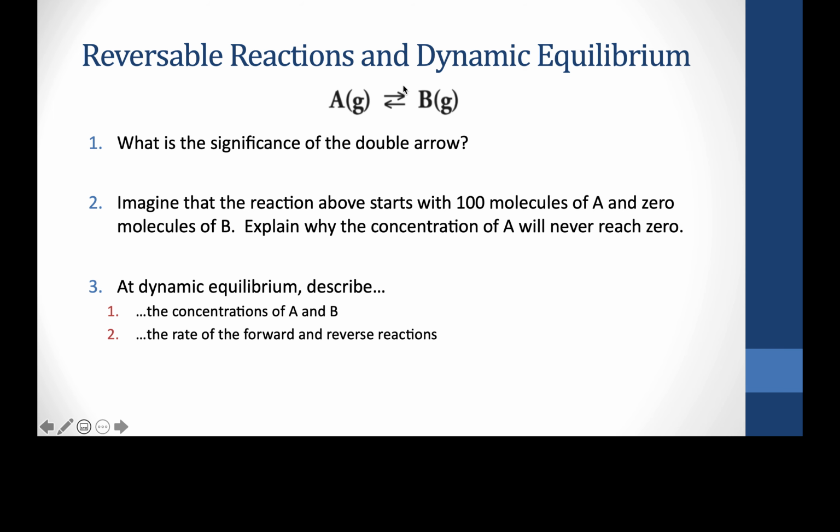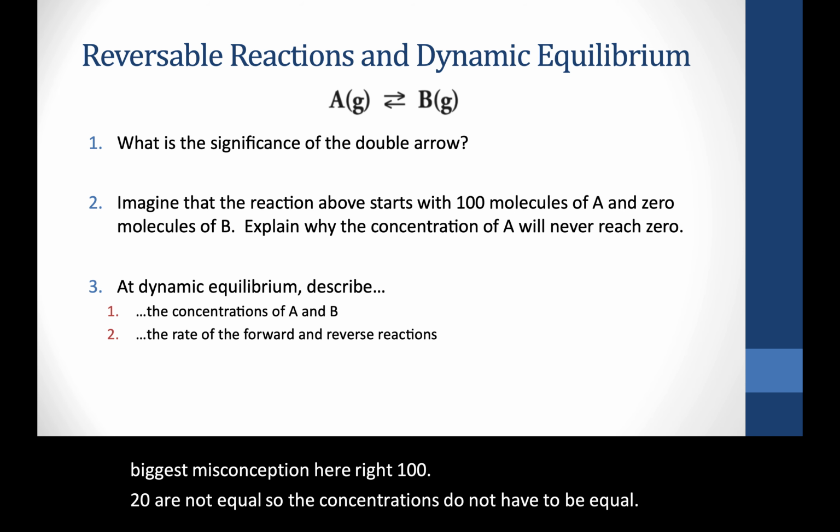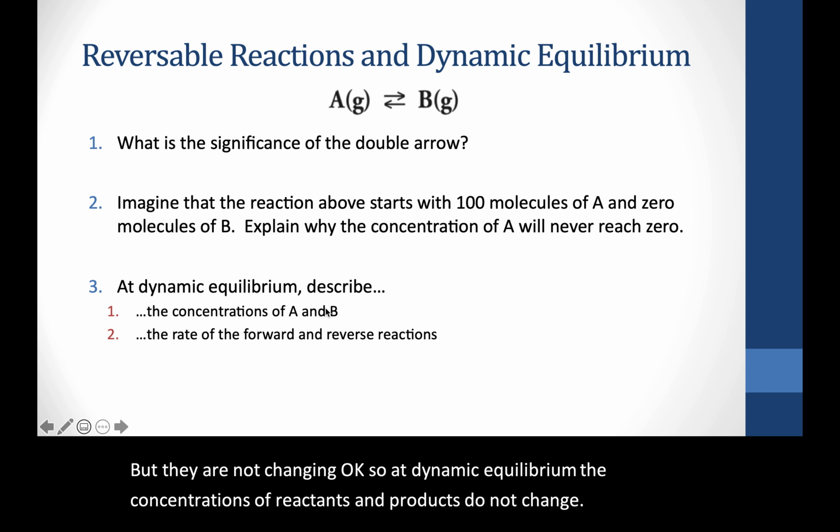So we'll say A is in the factory and there's 100, and B is outside of the factory and there's only 20. Those concentrations are not equal. That's the biggest misconception here. The concentrations do not have to be equal, but they are not changing. So at dynamic equilibrium, the concentrations of reactants and products do not change. They do not have to be equal, but they are not changing. There's always 100 people in the factory and 20 on break.